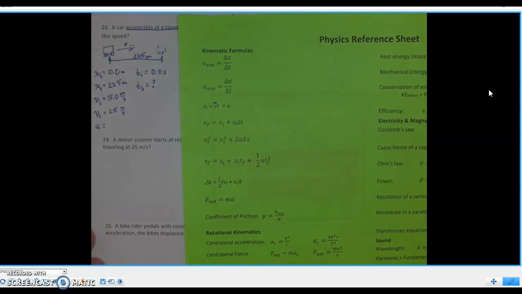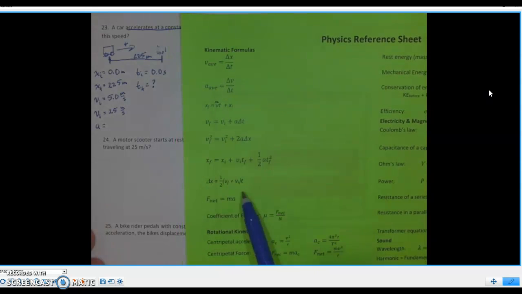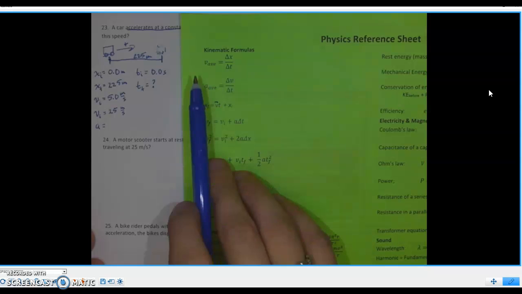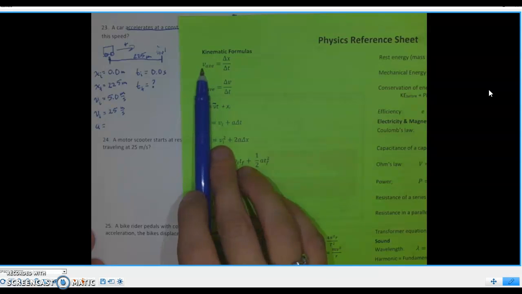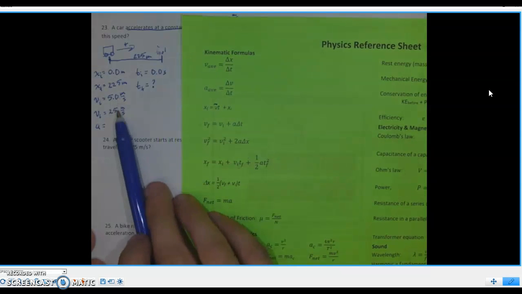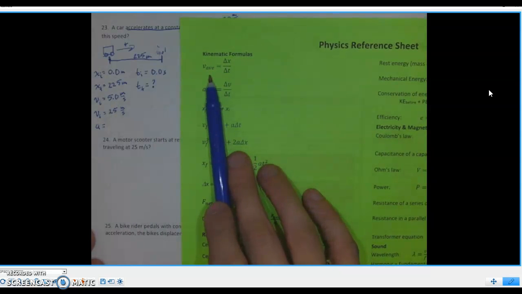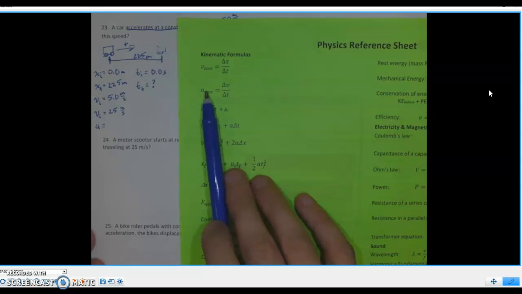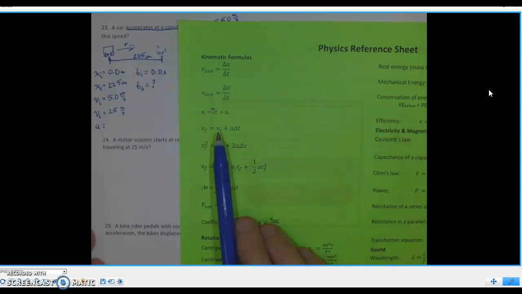So here's our physics reference sheet. This upper left-hand corner, those are the equations that I'm working with. So I'm going to look at these, and I'm going to determine if it's a viable equation that I could use to solve this problem. So the first one here, this is a velocity average, meaning like a continuous velocity. And my velocity is not the same throughout, it changes. So I can't use this one. Acceleration, oh, I don't have acceleration, so I can't use that equation.